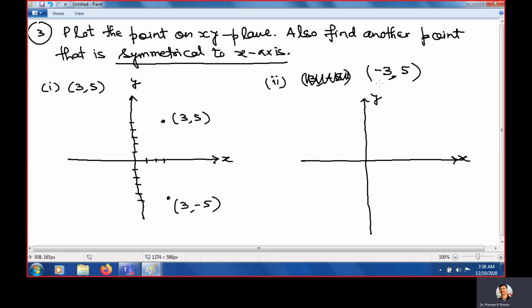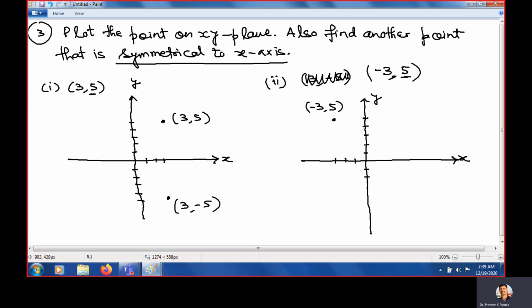Okay, where will be minus 3? It is on the negative side of x. 1, 2, 3. This is -3, and 5 is 1, 2, 3, 4, 5. So it is here. This point is (-3, 5). So this is the plot. Now you need to find the symmetrical point. So we change y only. We do not change x. We change only y, so 5 will be minus 5.